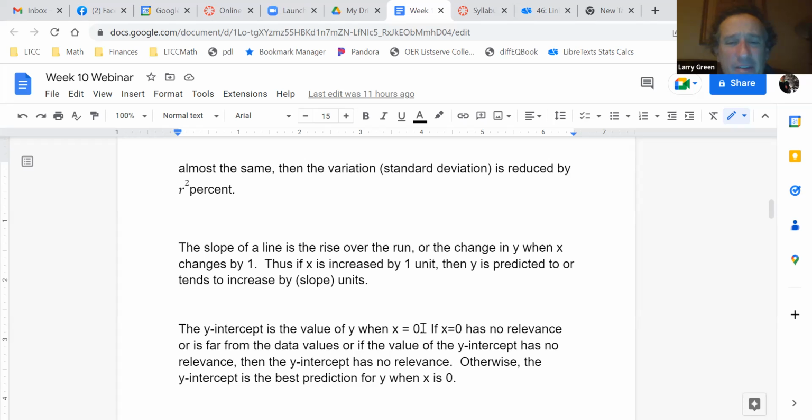Does anyone know why that has no meaning? Are you asking if r equals 0.3? No, not r. That would be the y-intercept, like b. If the y-intercept was 0.3, and we're looking at age of college students for the independent variable, the x value, and GPA for the y variable, then why would a y-intercept of 0.3 have no meaning at all? No practical meaning. Anyone come up with it? As soon as I tell you, it'll be really obvious.